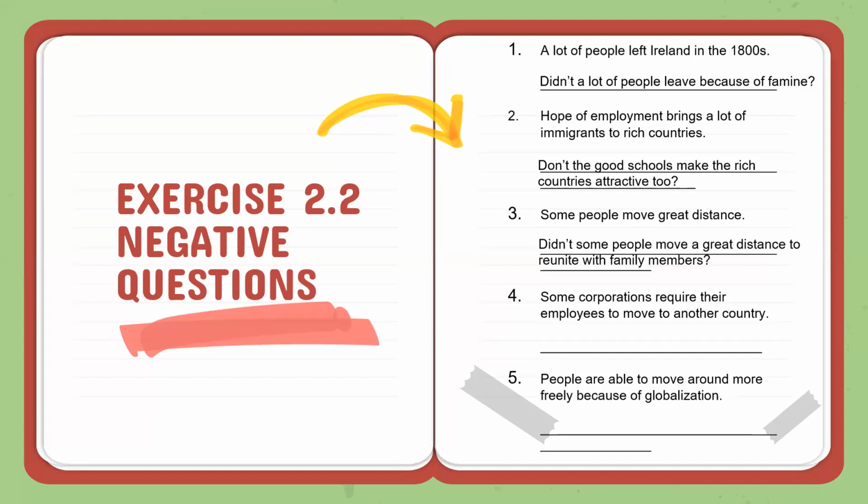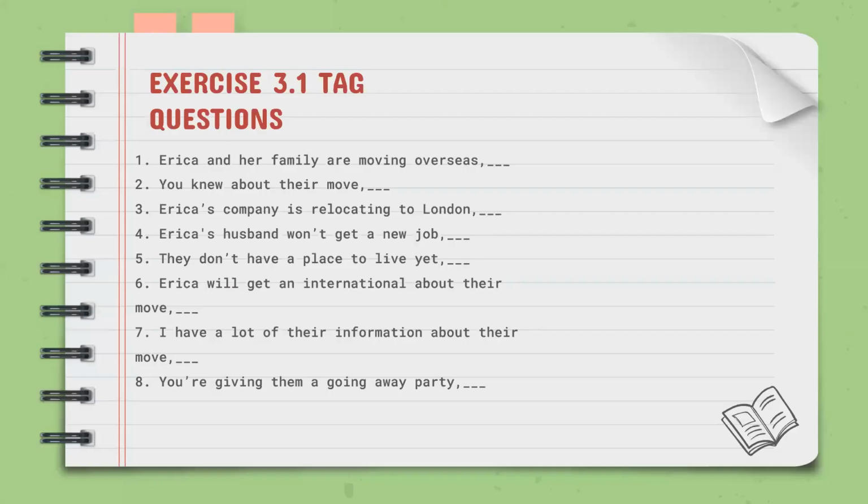And for number 3, some people move great distances. And the answer is, didn't some people move great distances to reunite with family members? And for number 4, some corporations require their employees to move to another country. And the answer is, isn't it happening because of globalization? And for number 5, people are able to move around more freely because of globalization. And the answer is, aren't people moving around freely because of the change of laws? Thank you. Okay, next.